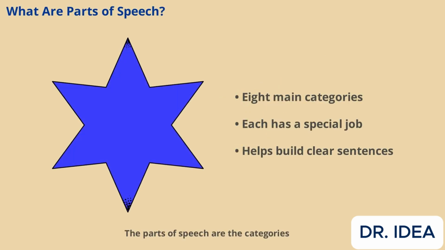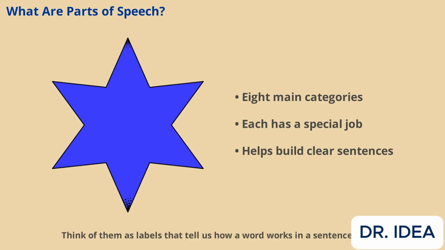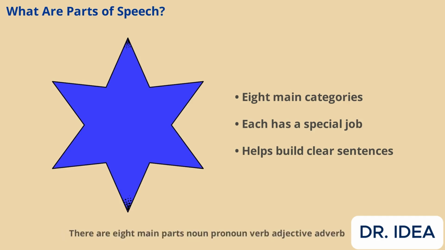The parts of speech are the categories that every word in English belongs to. Think of them as labels that tell us how a word works in a sentence. There are 8 main parts: noun, pronoun, verb, adjective, adverb, preposition, conjunction, and interjection. Each one has a special job. By understanding these, you'll be able to recognize and use words correctly, making your communication clearer and more effective.